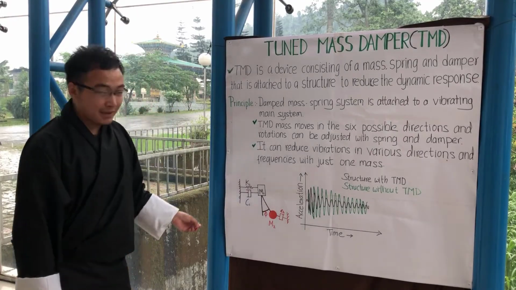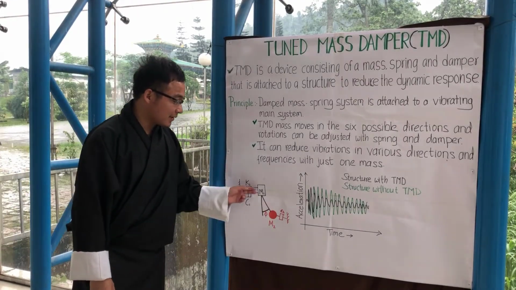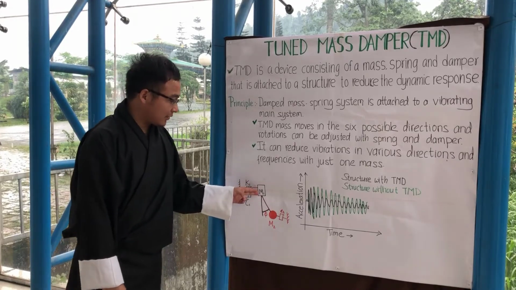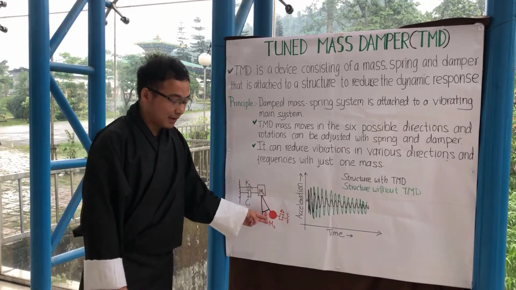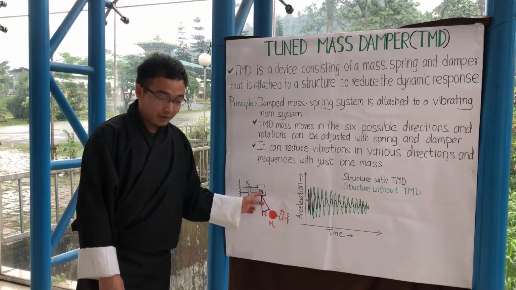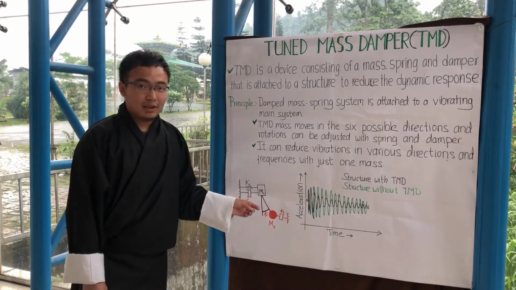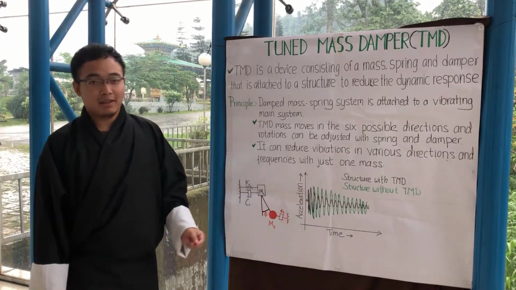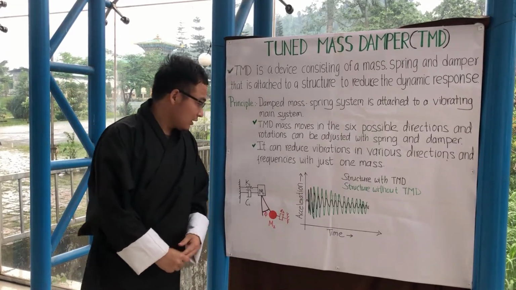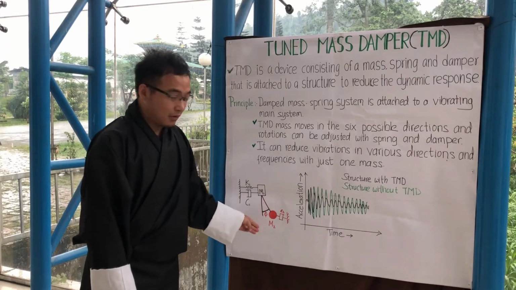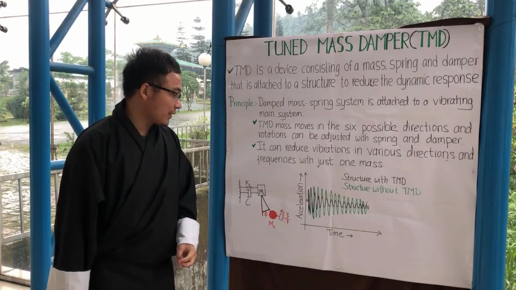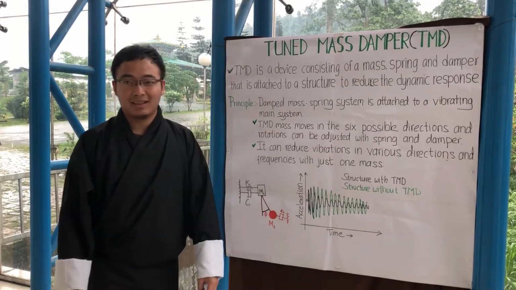This is a graphical representation of a single degree of freedom system provided with a tuned mass damper. M1 here represents the mass of the structure, while M2 represents the mass of the tuned mass damper. For this system to work, we need to take into consideration three main factors, that is the mass ratio, the damping ratio and the frequency ratio. For the tuned mass damper to work, the frequencies of the structure and the tuned mass damper need to be as close as possible to each other.